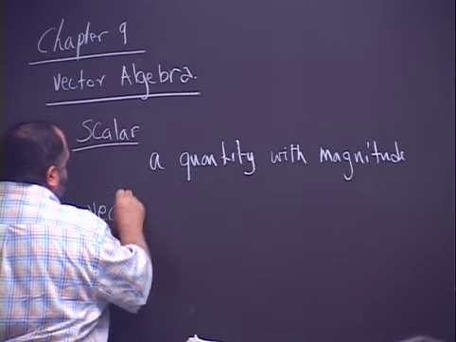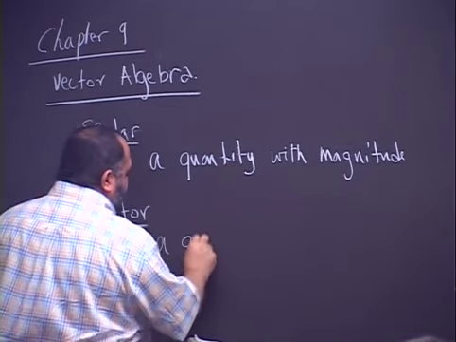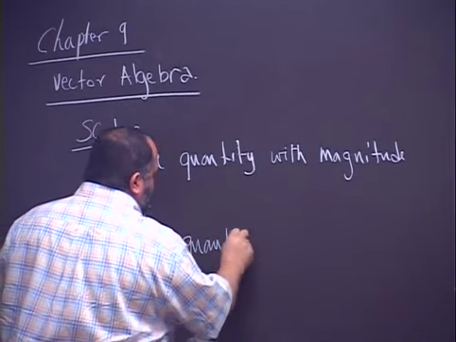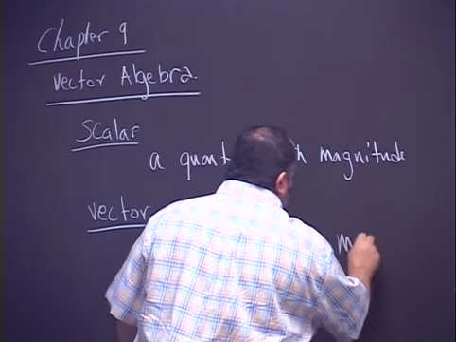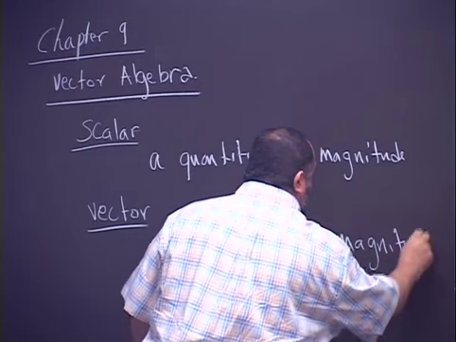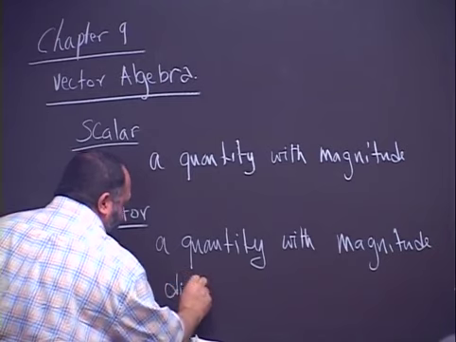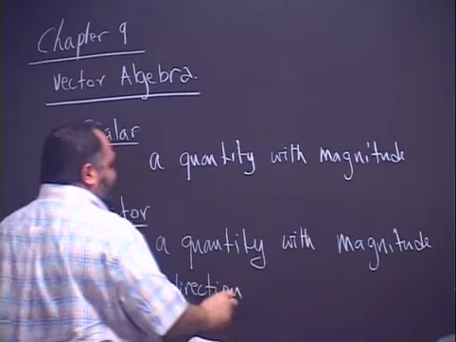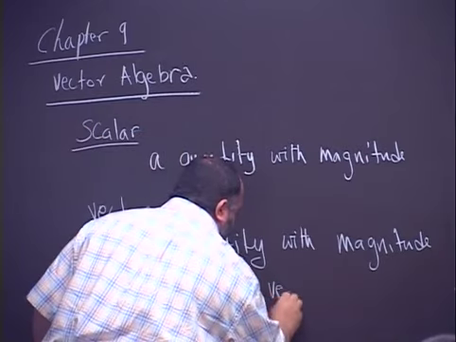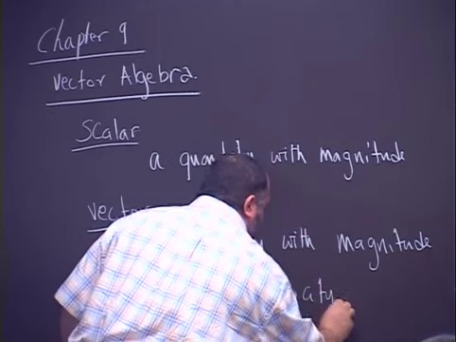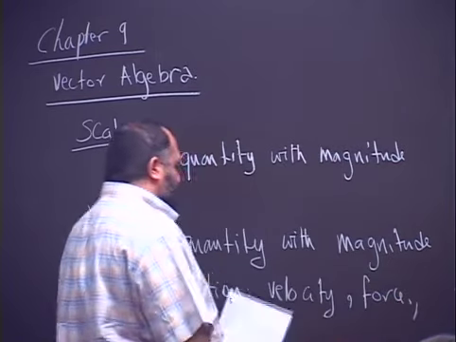And then we'll define the vector, and the vector is a quantity with both magnitude and direction. And some of the vector quantities, something like velocity is a vector, force is a vector, and so on.